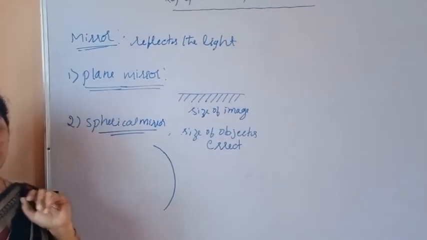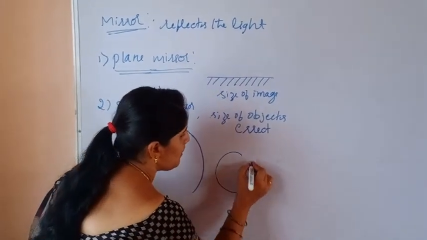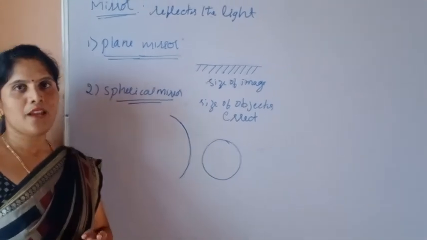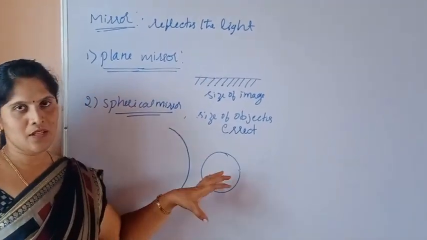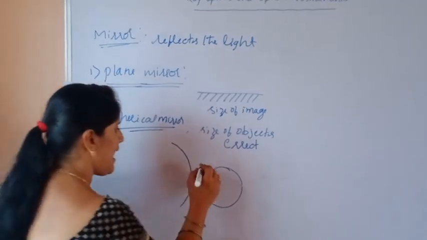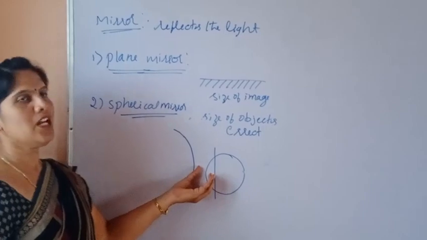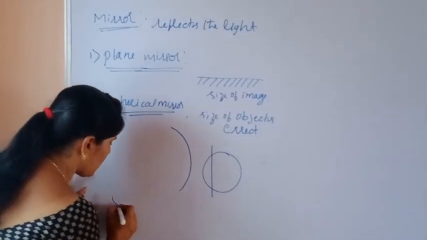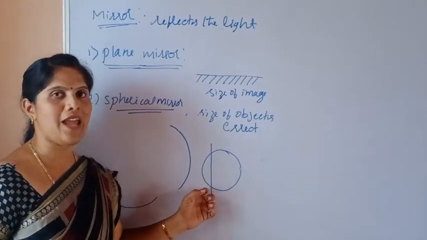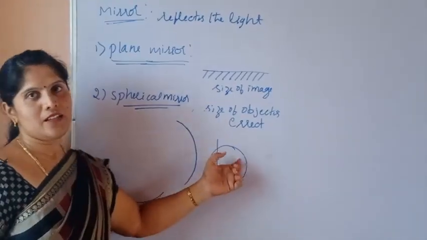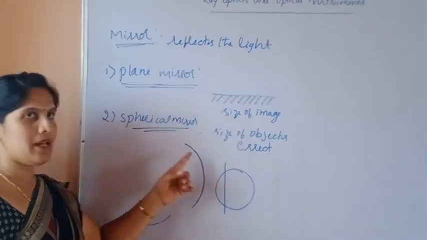To better understand this, let us take a ball, like a rubber ball or cricket ball. Let us assume this ball is made up of glass, and cut a small portion of this ball. What will you get? You will get a bowl-shaped arrangement like this. This portion is known as a spherical mirror. Okay. Did you get my point?